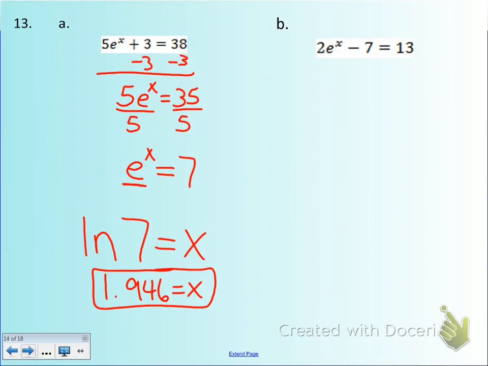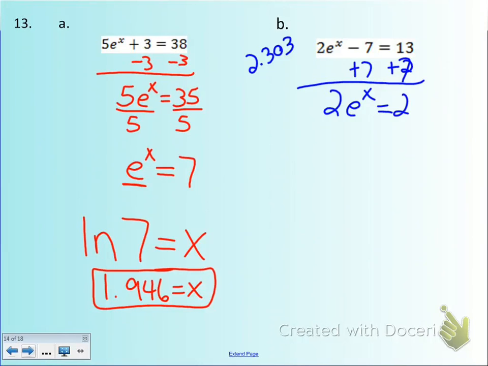Second one, very similar to that, so give this one a try. Just so you can check your work, you should end up with an answer of 2.303. So if you got that, continue on to the next slide. We're going to add 7 to both sides. So we have 2e to the x equals, that's a 7, not a 2, Miss Jill. 13 plus 7 is 20. Divide both sides by 2.